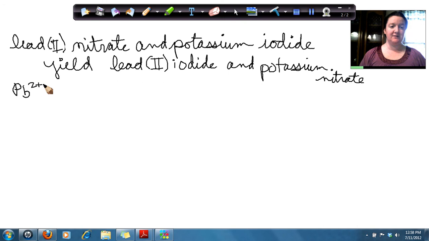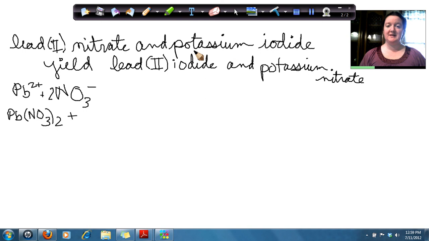I have lead +2. And then I have nitrate. And I know that that's NO3, and it has a -1 charge. So how many nitrate ions do I need to balance out my lead? I need 2 of them. So I'm putting those 2 things together. So my formula is going to be Pb. Because NO3 is a polyatomic ion, we're going to put it in parentheses, (NO3) sub 2.